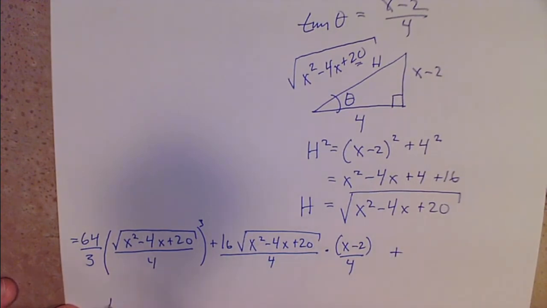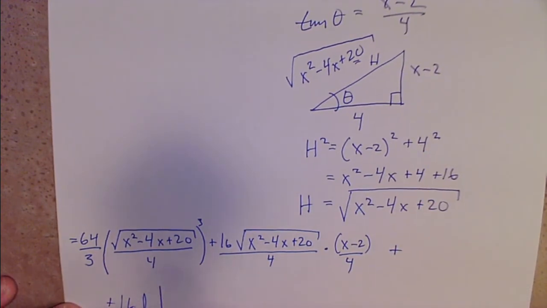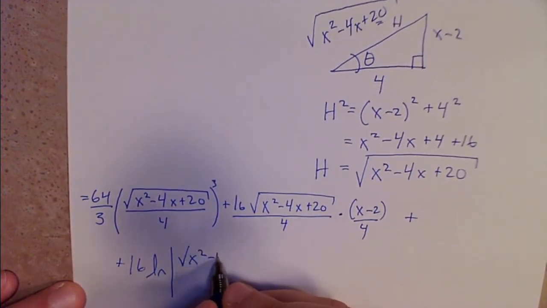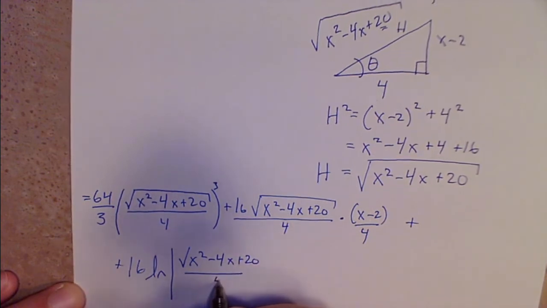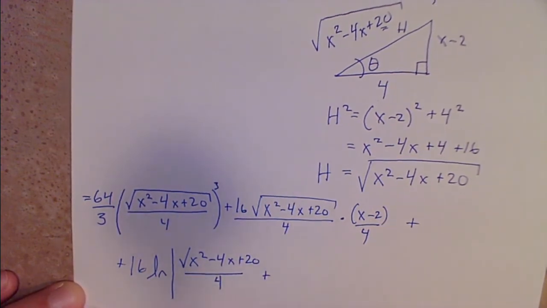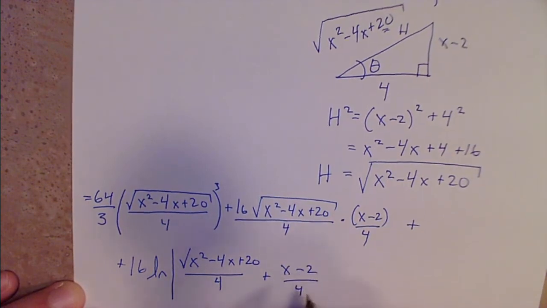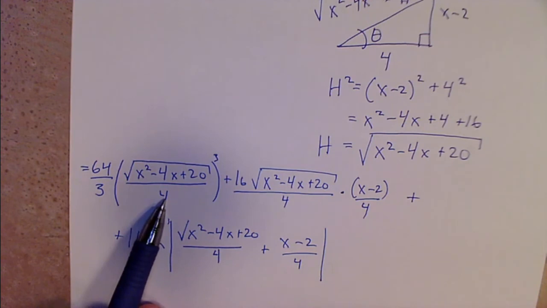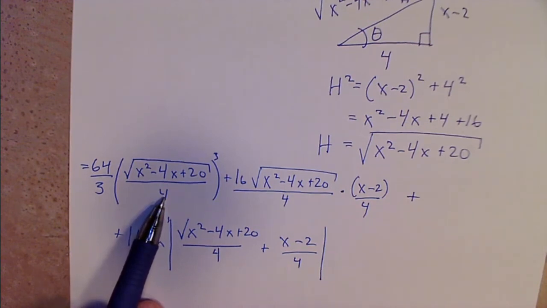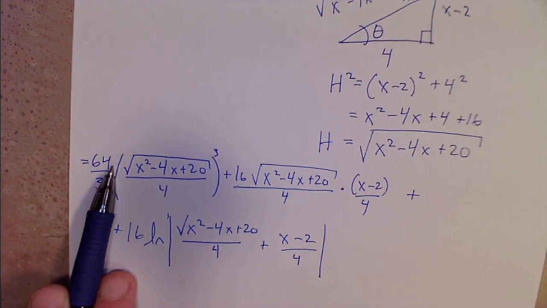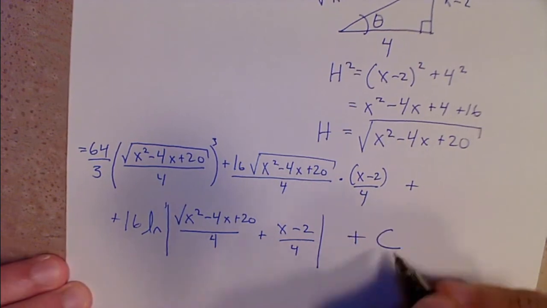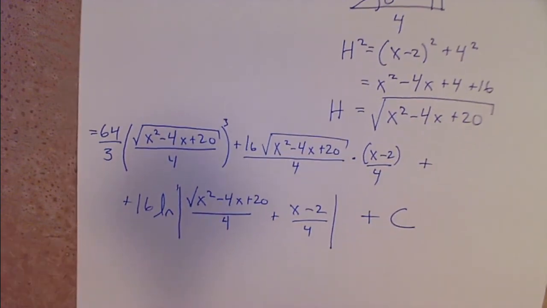All right. And then what else do we get? We get plus 16 natural log of the absolute value of secant theta, which is the square root of x squared minus 4x plus 20 over 4, plus tangent theta, which is x minus 2 over 4. Like that. All right? And then there's a bunch of stuff that cancels because this is 4 cubed down below. 4 times 4 is 16 times another 4 is 64. That's actually going to go away. You have 16 over 4 times 4, which is 16. So there's just a bunch of stuff that cancels. The c doesn't cancel because that's still in there, but a lot of other things do.